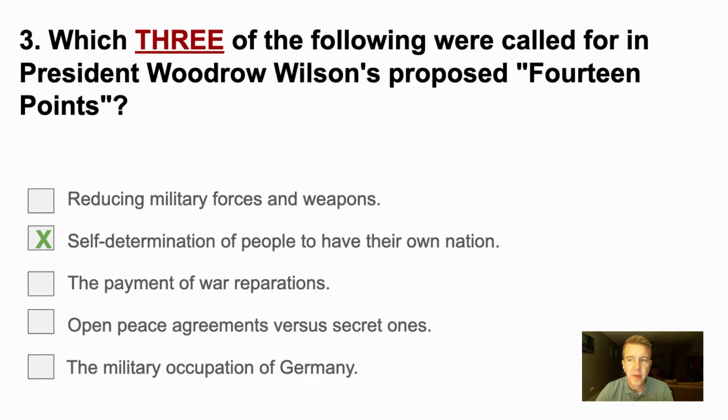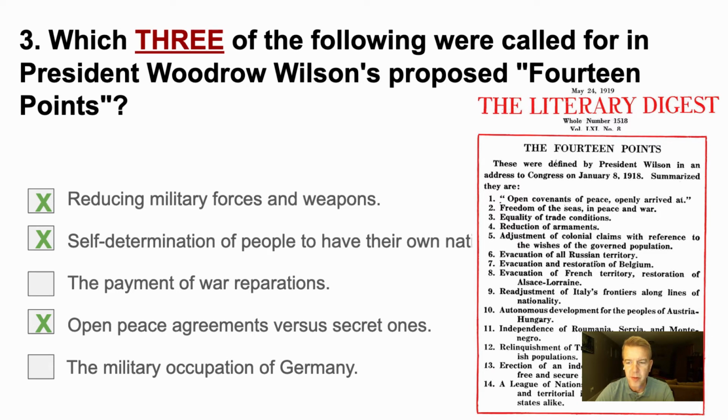Okay, which three of the following were called for in President Woodrow Wilson's proposed 14 points? One of those is self-determination of people to have their own nation. Another one is the reducing of military forces and weapons. And also open peace agreements versus secret ones. This is Wilson's 14 points here. You see open covenants, freedom of the seas, war, and peace. And the last one, the only one he gets, is a League of Nations. A League of Nations to guarantee independence and territorial integrity to great and small states alike.